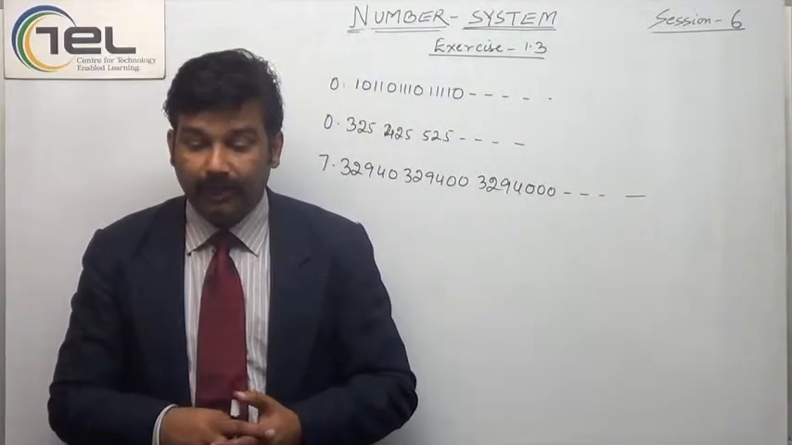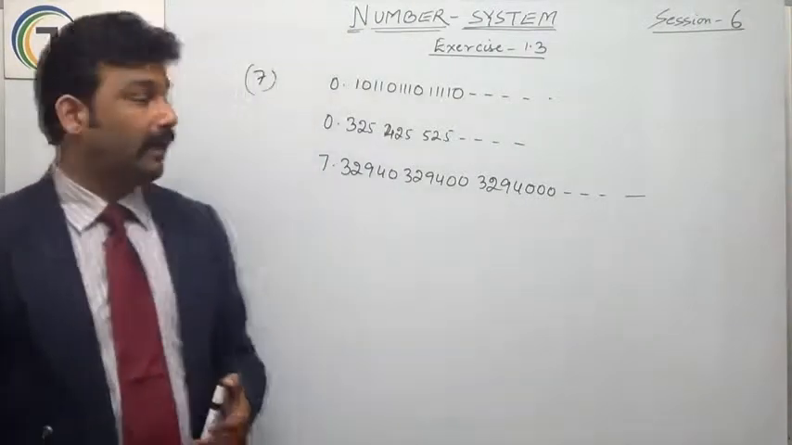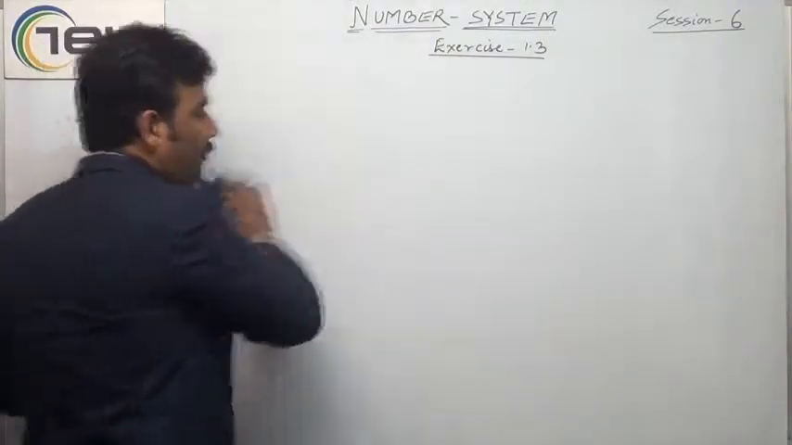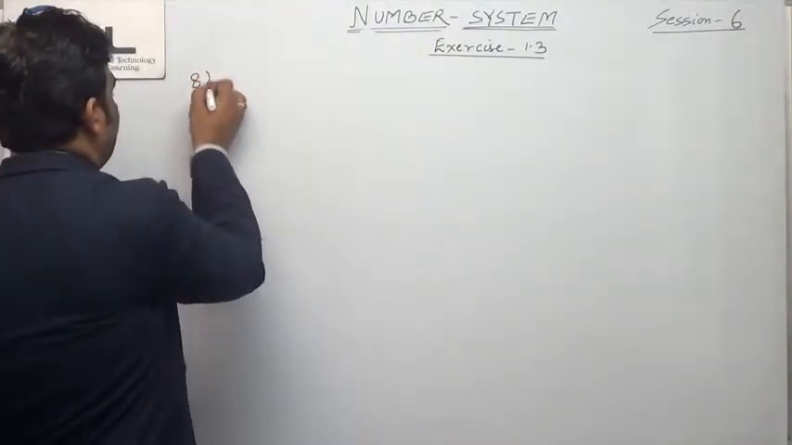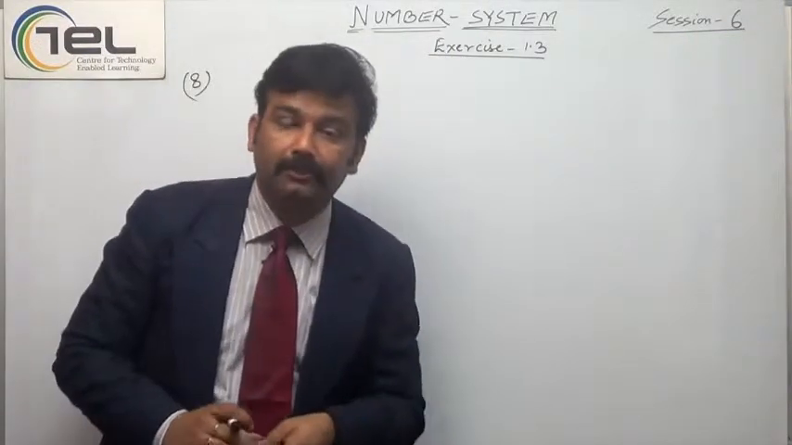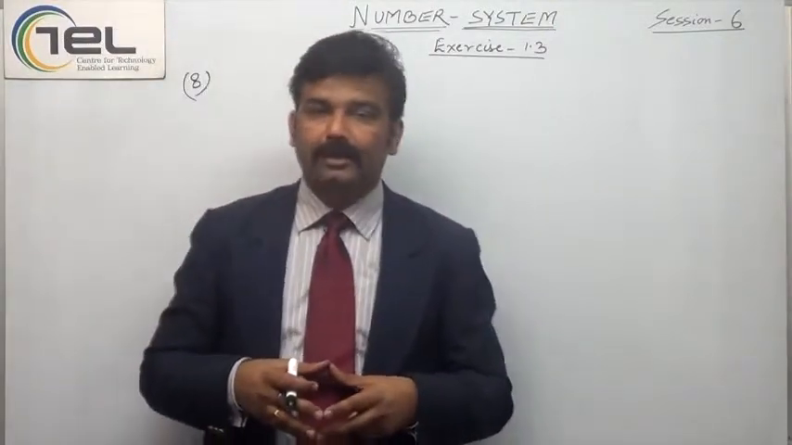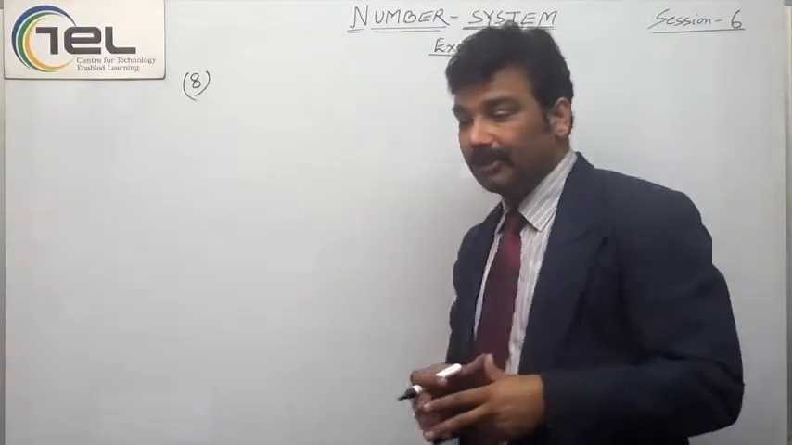Eighth question: find three different irrational numbers between the rational numbers 5/7 and 9/11. Okay, an important question. Till now we have discussed the concept of finding rational numbers between two given real numbers, but we have not discussed finding irrational numbers.